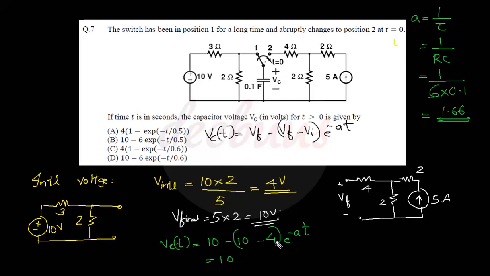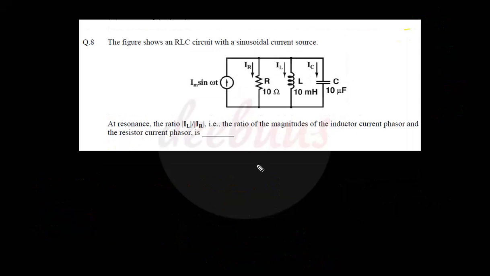So we can substitute all these terms. 10 minus 4 is 6, e raised to minus. The answer is in terms of 0.6. So e raised to minus t by 0.6. So the answer is 10 minus 6 e raised to minus t by 0.6. So now we can check the next question.